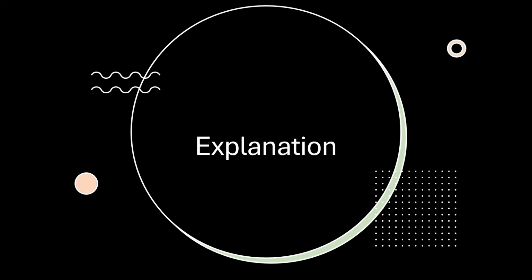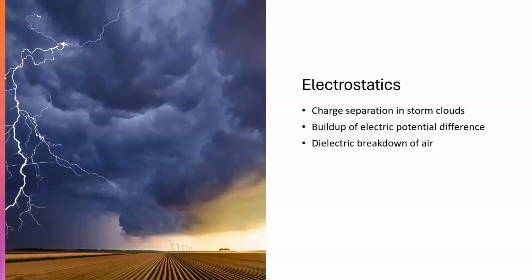Okay, so now for the explanation. So the first of a few physics concepts that are used when lightning strikes is electrostatics. So how lightning forms has a lot to do with electrostatics. Inside the storm clouds that lightning comes from, there's a lot of water and ice particles moving around that crash into each other. This eventually causes the positive and negative charges to separate, with the negative charges getting dragged down to the bottom of the cloud.